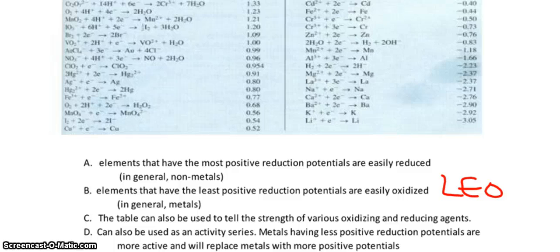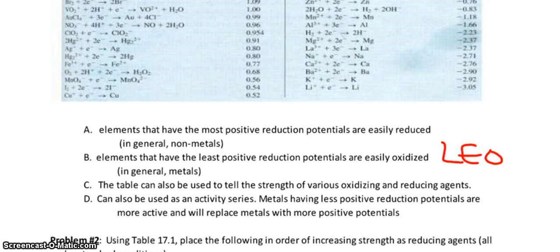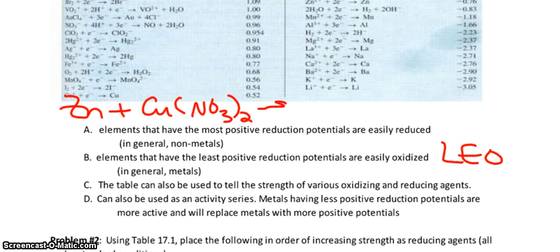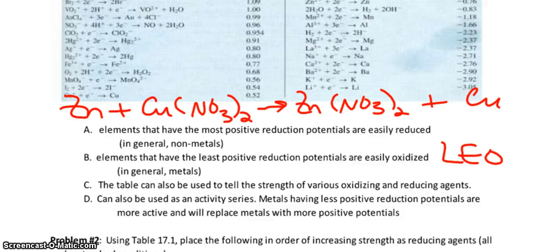And then letter D says it can also be used as an activity series. Metals having less positive reduction potentials are more active and replace metals with more positive potentials. Let me give you an example of this. Let me write small right underneath here. What if I have zinc plus copper(II) nitrate, and I'll make zinc nitrate and copper metal. Does letter D support this reaction? That's a single replacement reaction, if you notice. And will the more active metal replace the less active metal? Will my zinc replace my copper?